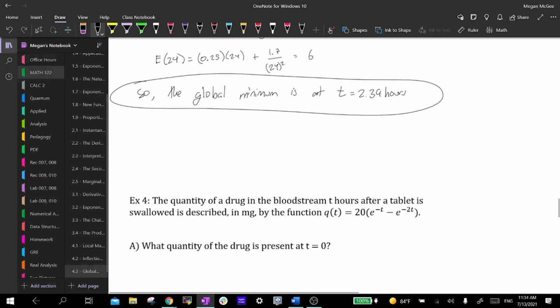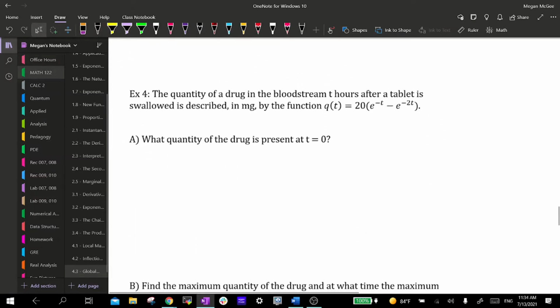Our next example, and our last example, is the quantity of a drug in the bloodstream t hours after a tablet is swallowed is described in milligrams by this function, Q of t. Part A asks what quantity of the drug is present at t is equal to 0.